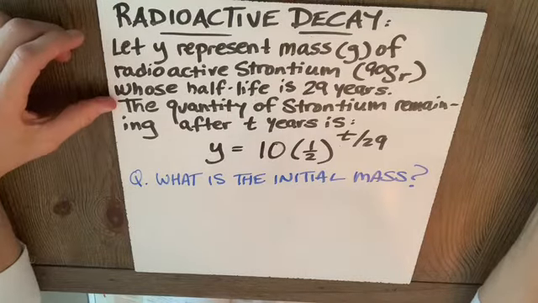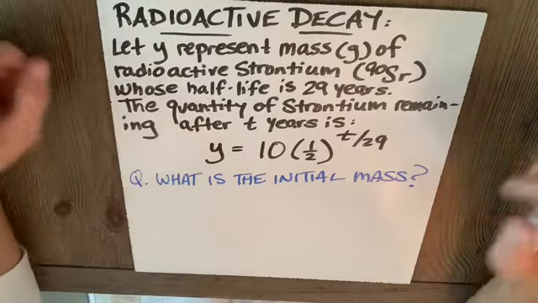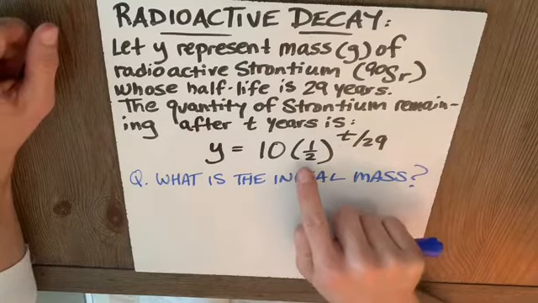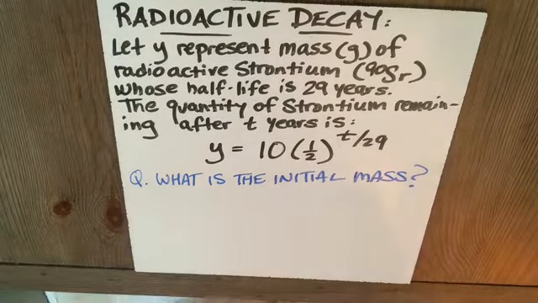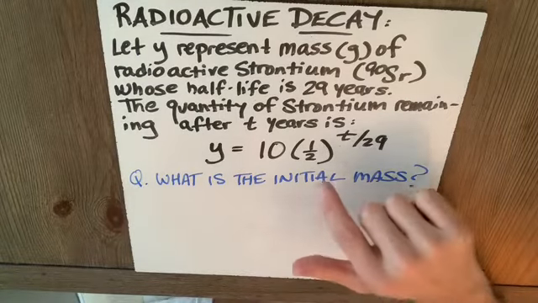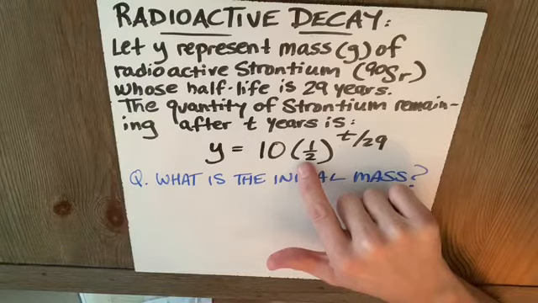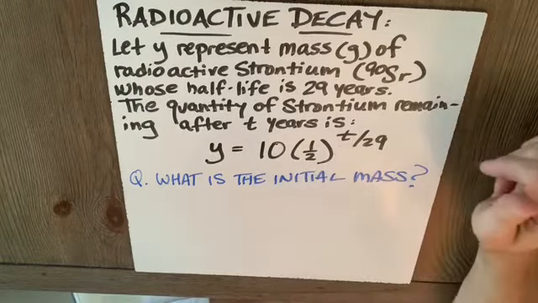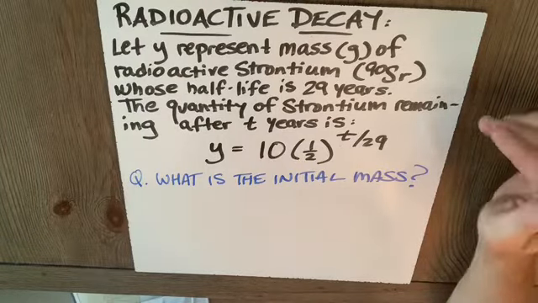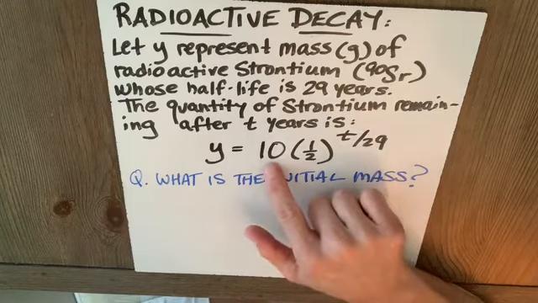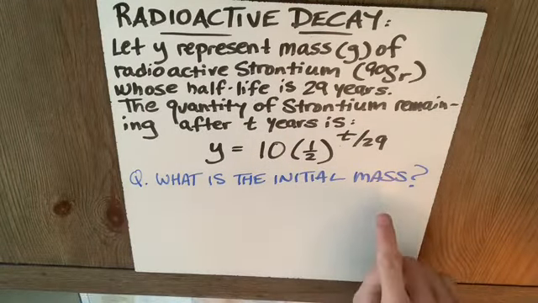The quantity of strontium remaining after T years is given by Y, that's the quantity remaining, is equal to 10 times our base, which is 1/2, raised to the T divided by 29 power. Notice our base is 1/2. So our base is positive and it's between 0 and 1. That means we're going to have exponential decay. And of course, we're going to go through that point 0, 1, except that we have a vertical stretch by factor of 10.